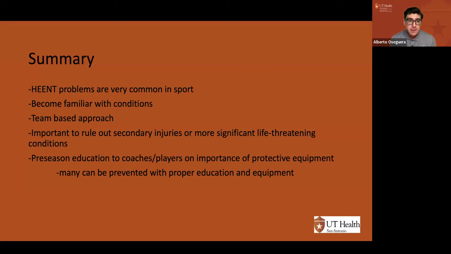Preseason education, I think, is also an important thing to incorporate. So if you have wrestling or combat sports or football or hockey, try to incorporate or really educate them on equipment to try to prevent these issues. Swimming with the masks or the caps and the plugs, I think, would also be important to discuss with them. So definitely education.